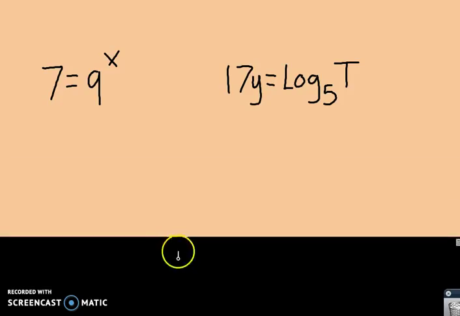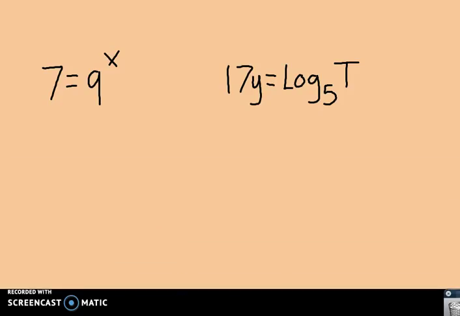Now, a couple of important things. We need to be able to switch back and forth between log and exponential form. This is exponential form. It's got an exponential. This is log form. It contains a log. Pretty simple. How do I switch back and forth?